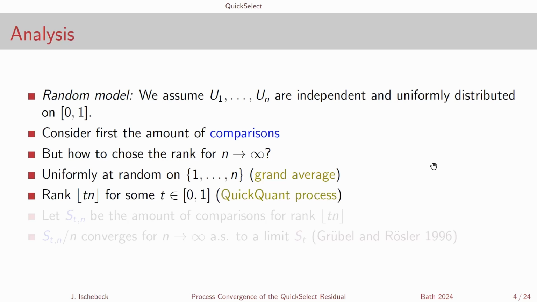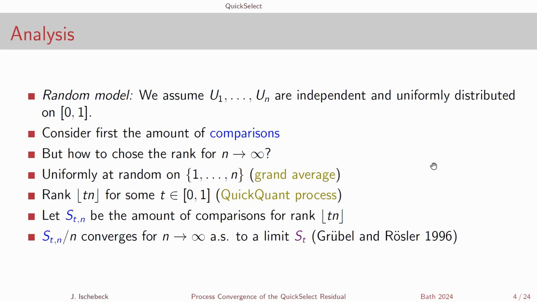But what we want to look at is the rank floor of t times n for some fraction t. That is basically what you have to do if you want to have the empirical t quantile, because this would be the rank of the quantile, and that's why it's called the quick quant process. And if we write S_tn for the amount of comparisons to find the rank tn, to find this t quantile, then we know that S_tn divided by n converges for n to infinity to some limit S_t.